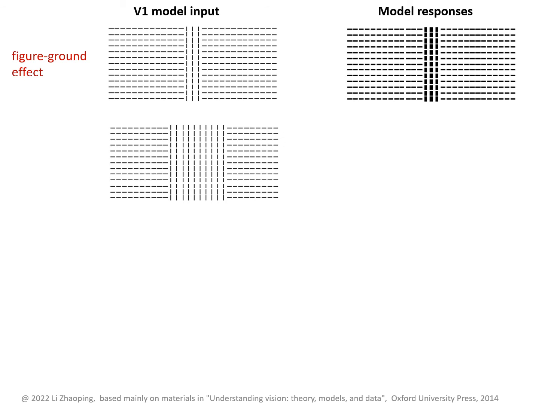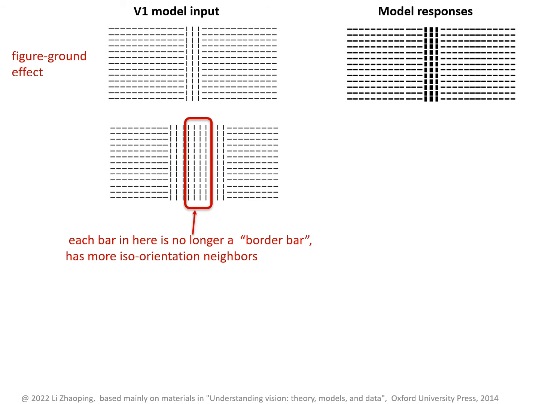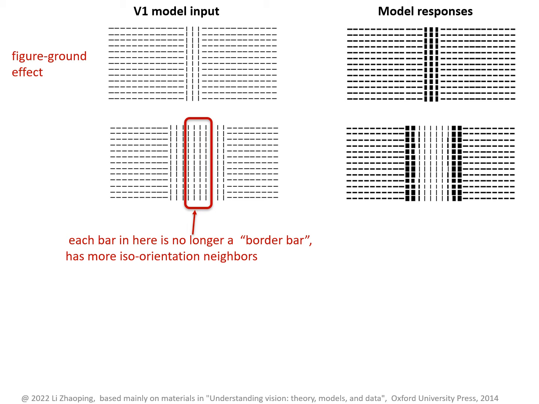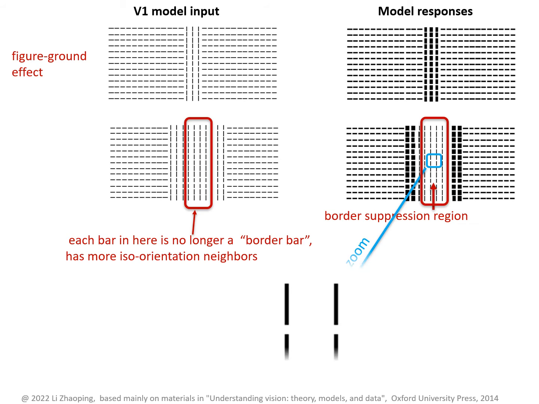However, when the middle texture region is wider, some of its bars are no longer texture border bars, so their responses are under a larger extent of iso-orientation suppression. In fact, they are under a stronger suppression since they have strong border bars as their iso-orientation neighbors, both from the left and from the right. So let's call this a border suppression region. Their evoked responses are even weaker than those by the background texture bars.